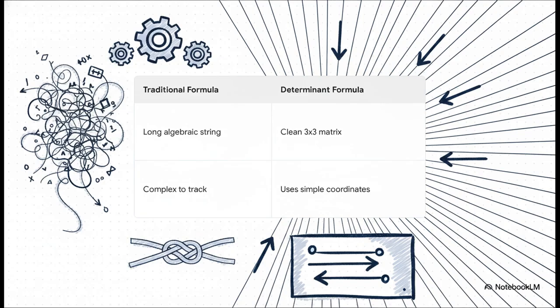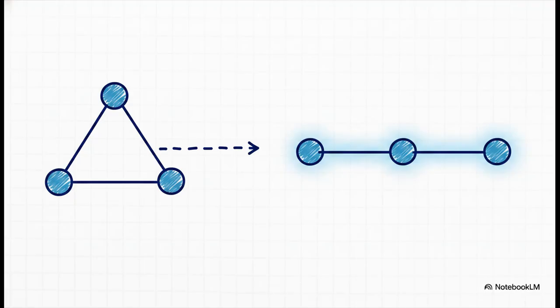Since area always has to be positive, we just take the absolute value of all that calculation. It is such a massive visual upgrade. And hey, fun bonus fact, if your area calculation hits exactly 0, you didn't fail.